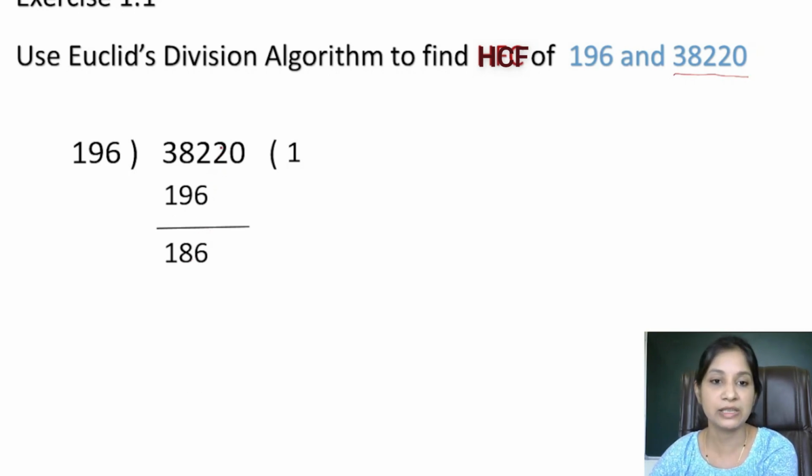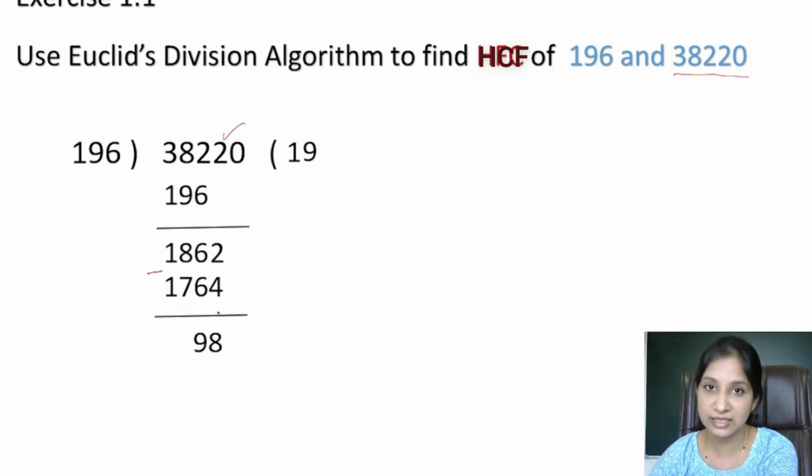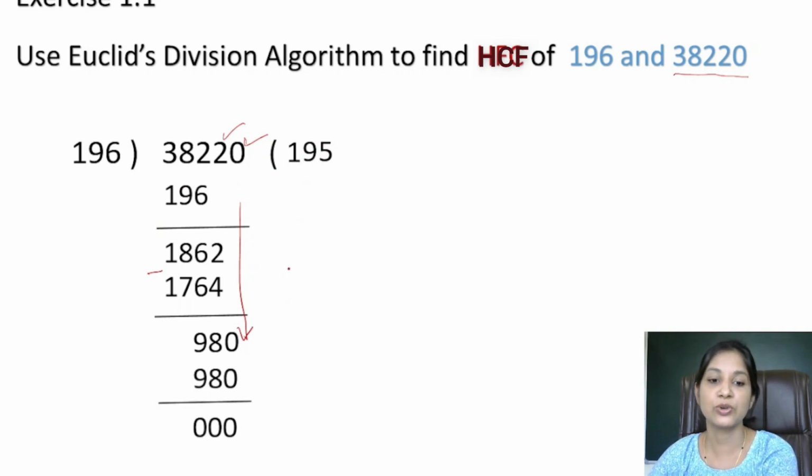Then again we will take this 2 in front of 6, so it becomes 1862. We now divide this by 196. 9s are 1764. If we go for subtraction here, we will get 98. And this 0 will come in this position. Again 5s are 98 itself. So we got 0. With only one division method we will follow, we got 0.